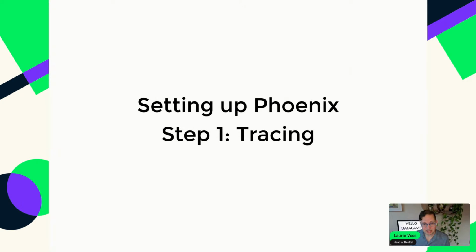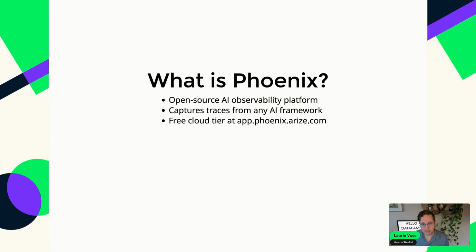Step 1 is setting up tracing with Phoenix. Before we can run evals, we need something to run them on. Phoenix is Arize's open source AI observability platform. It captures traces from your AI applications, every LLM call, every tool call, every agent step, with the inputs and outputs at each point. You can run it locally because it's open source, but today we're using Phoenix Cloud because it's the easiest way to get started. Phoenix Cloud is free to sign up, and it means you don't have to install anything beyond what's in the notebook or run a Docker container in a notebook, which is a thing you can do, but always seems crazy to me.